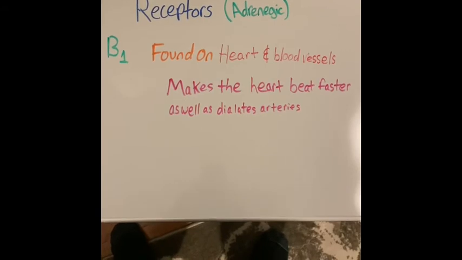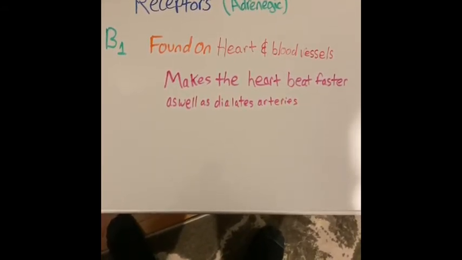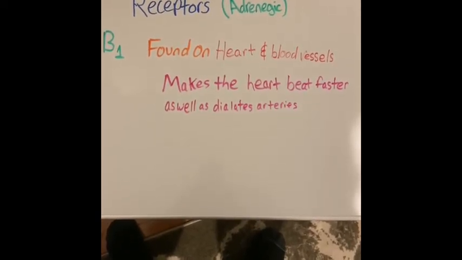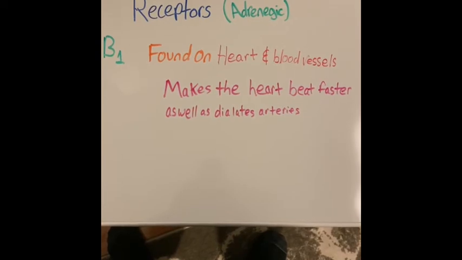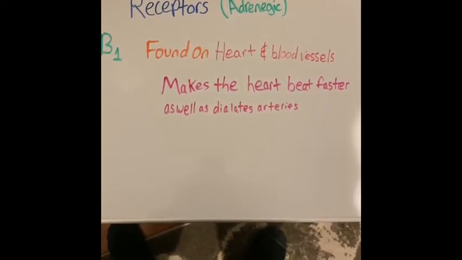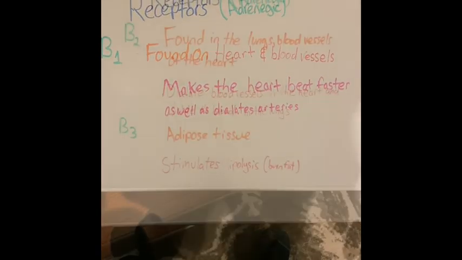And so beta 1 of the adrenergic receptors is found on the heart and blood vessels. This makes the heart beat faster as well as dilate the arteries. The heart will slow down if there's no norepinephrine going to it. So that's what beta 1 receptors do. They send norepinephrine to the heart and make it beat faster.